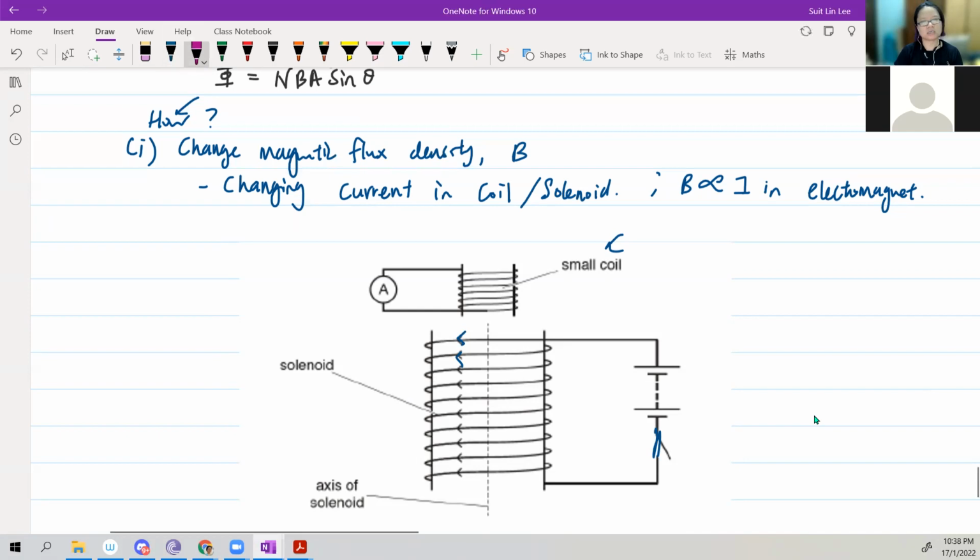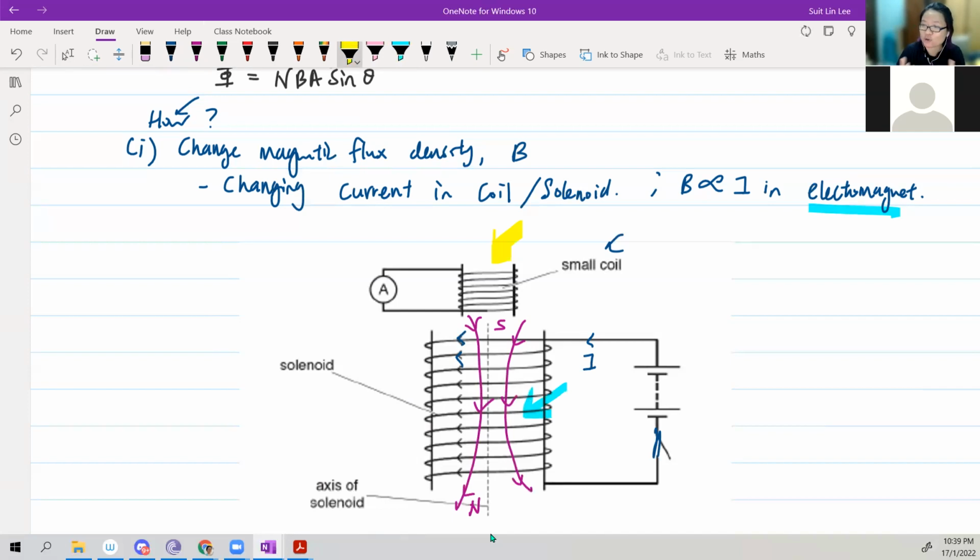This side here is north coming out, south coming in. So magnetic field is this way, right? There are many ways to change the magnetic field, the magnetic flux density. The easiest way is to just change this current I. So when I say electromagnet, this is an electromagnet. This is not an electromagnet. You know why? Because there's no power supply.